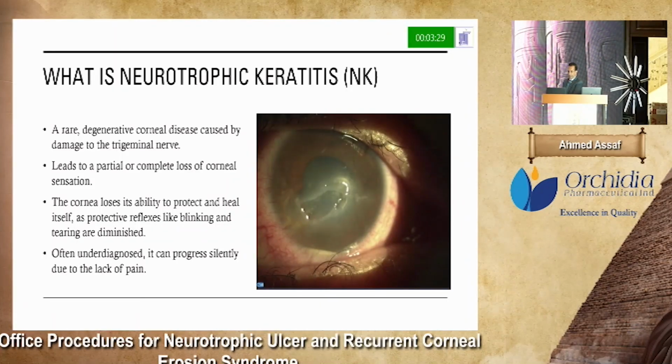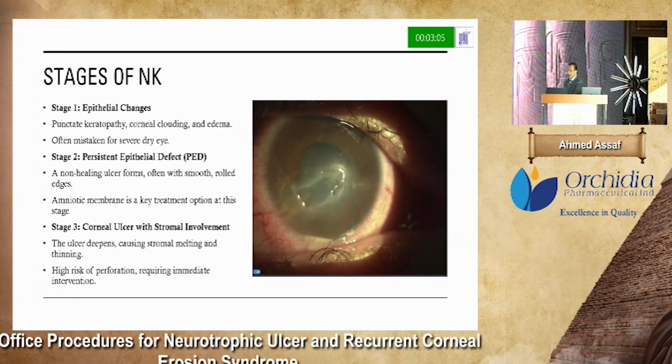So what is neurotrophic keratitis? It's a rare degenerative corneal disease characterized by damage of the trigeminal nerve, and this leads to partial or complete loss of corneal sensation. Then the cornea loses its ability to protect itself by reflex blinking, and there is loss of the neurotrophic factors that promote healing after the trigeminal nerve injury. So stages, as you know, stage 1, stage 2, stage 3, and this is a case of stage 2 that was going to progress to stage 3.